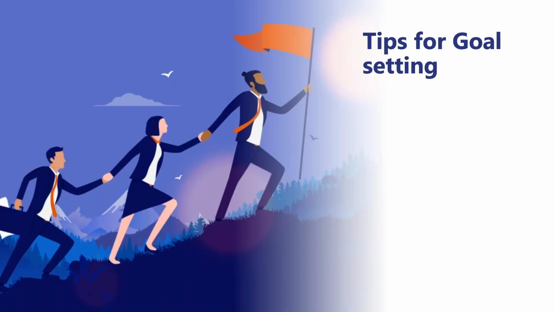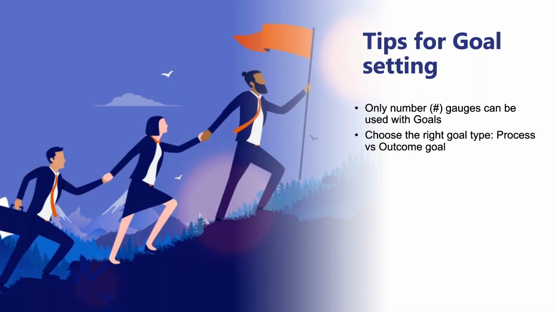And just some general tips here for goal setting in BrightGauge. If you set goals that are gauge powered, only number gauges can be used with those kinds of goals. We'll see some of those on the screenshots in the next couple slides. There are two different types of goals, so you need to make sure you choose the right one. Process goals are for weekly numbers, and outcome goals are for a longer term outcome.